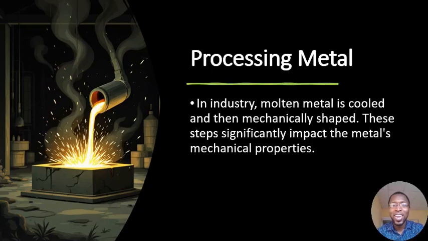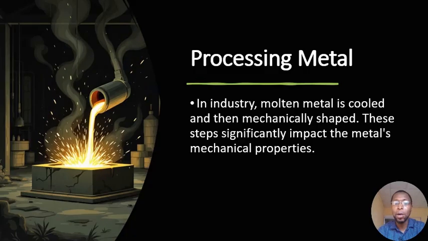Good day, everyone. Today we shall be diving into processing methods, metal processing, how we can process metals to get different products that are made of metals. In industries, molten metals, metals that have been melted, have been heated, are cooled and then mechanically shaped. It's only when they are melted that you can put them into shape.